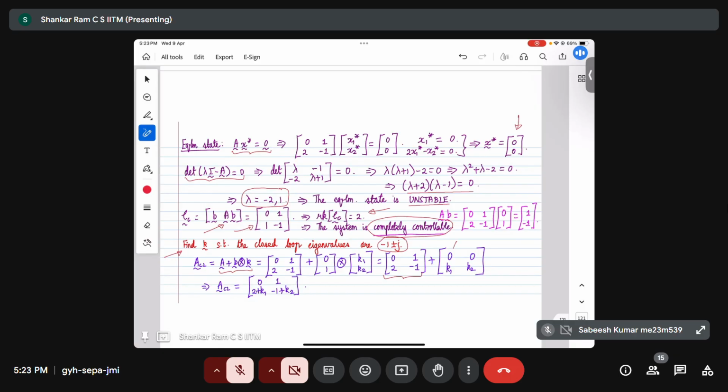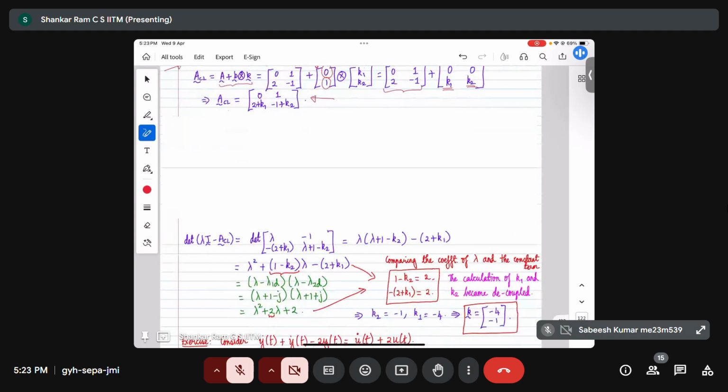Now, if you look at it, the first row of this matrix will become 0. Why? Because the first element in the B vector is 0. The second element in the B vector is 1. So, in the second row, we just have K1 and K2. So, we will see that the closed loop state matrix takes a very simple form. Okay, K1 and K2 appear only in the second row with the controller canonical form.